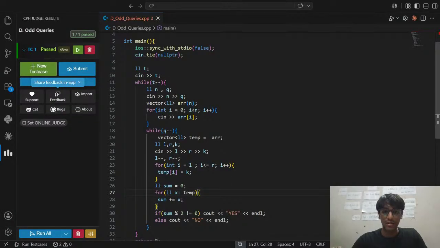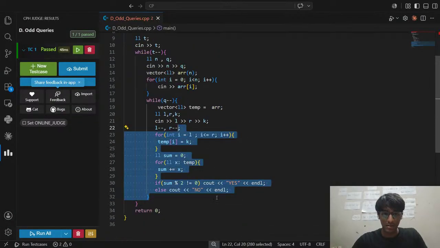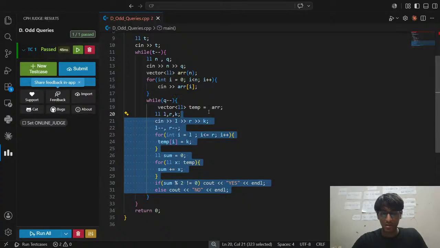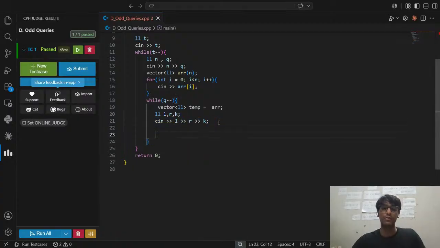So obviously we have to delete this first. This part is correct, so I don't want to delete it, but it's a ritual that we have to delete everything before starting. We have to get a blank slate always.